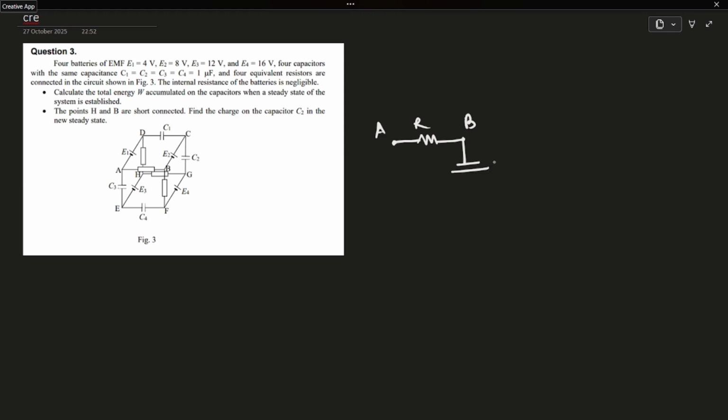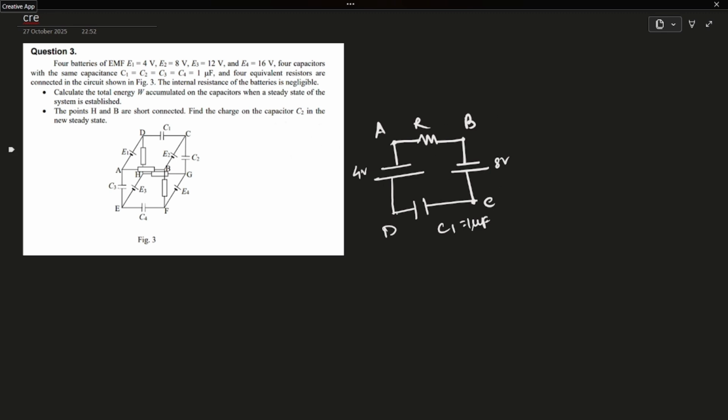Battery E2. E2 is 8 volt between B and C. Then C and D is the capacitor C1, which is equal to 1 mF. Then AD is a battery of E1. E1 is 4 volts. Okay. Now the upper face is done.